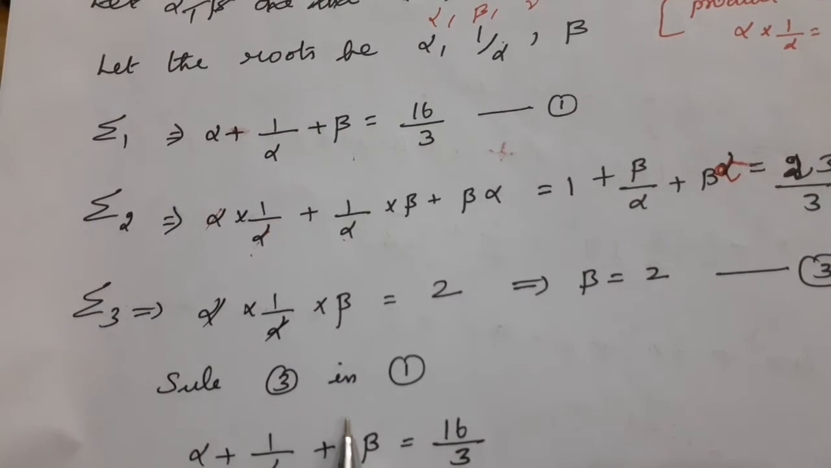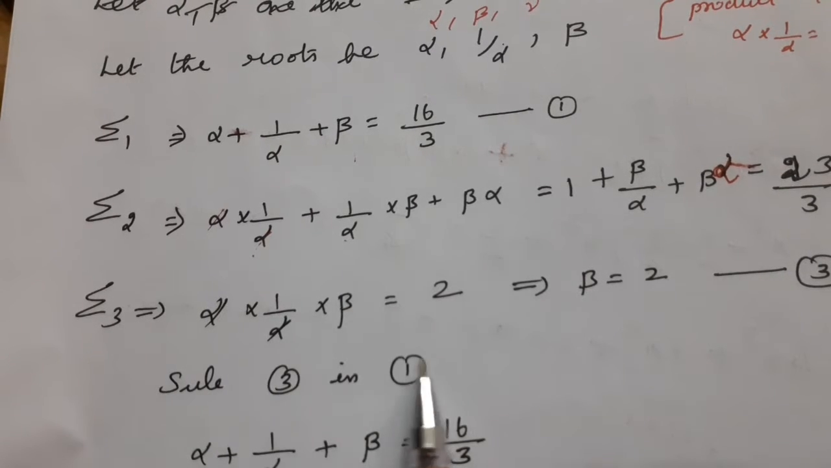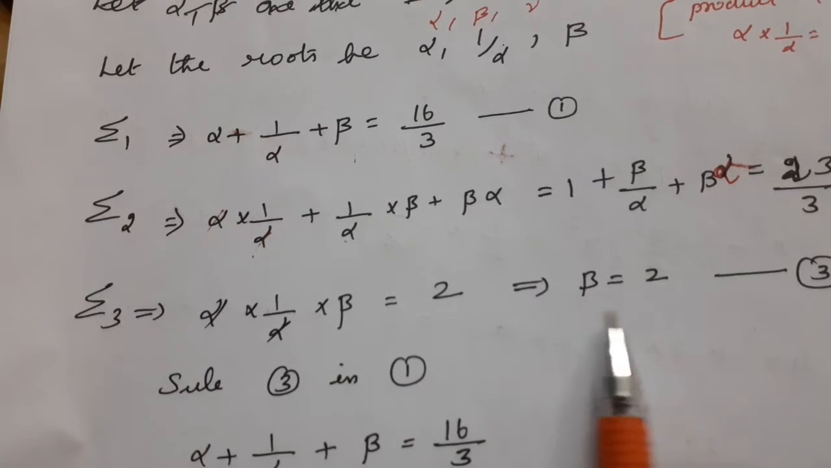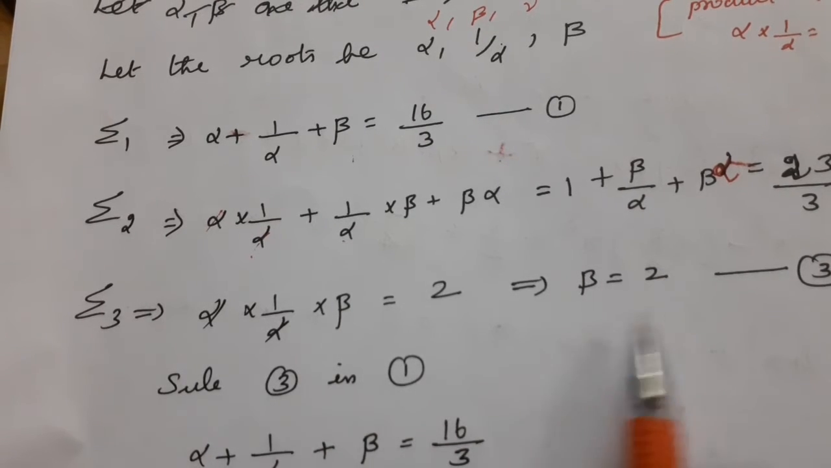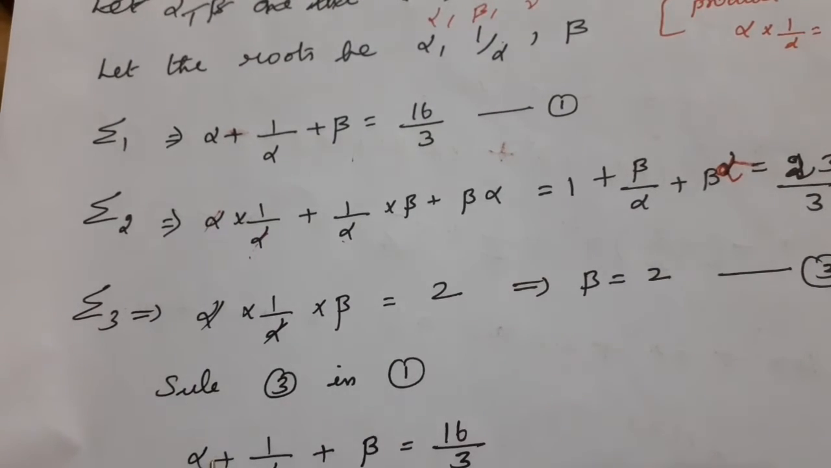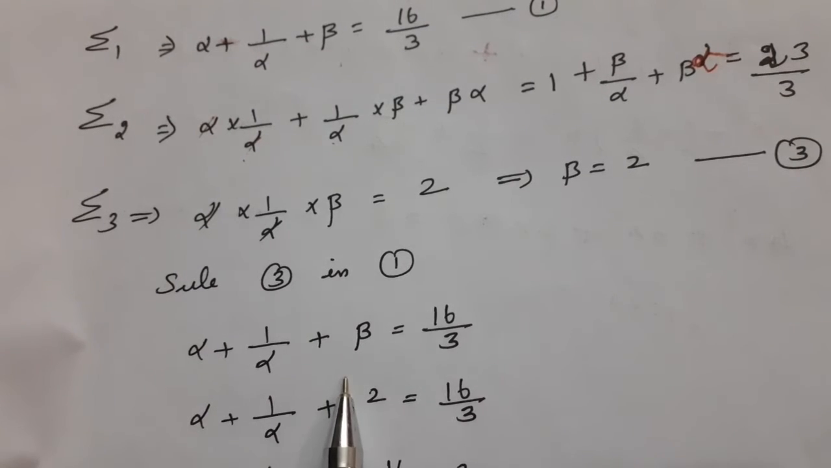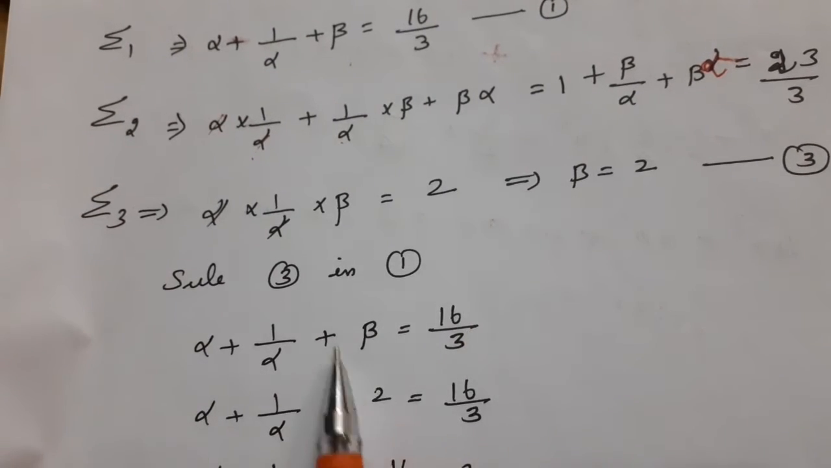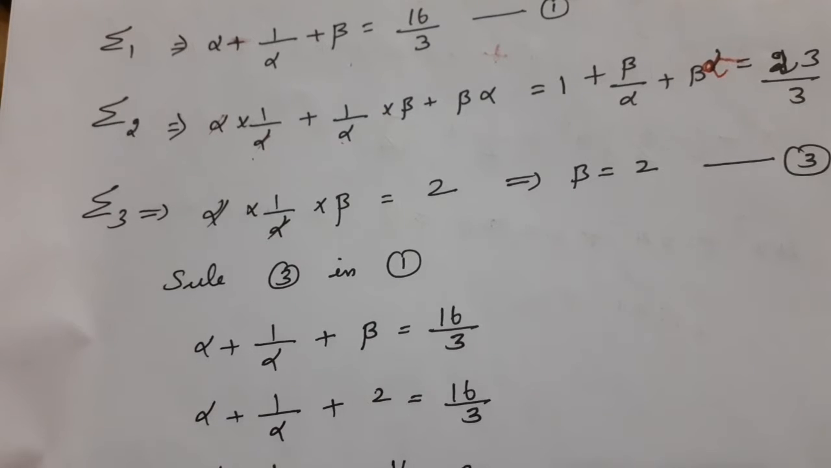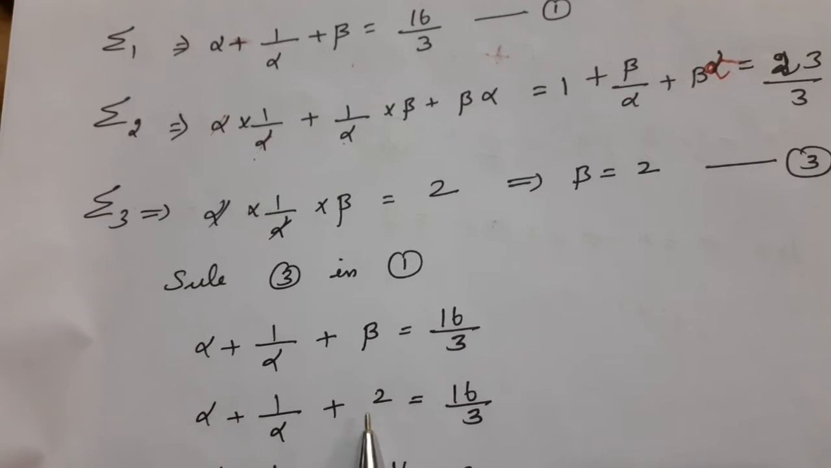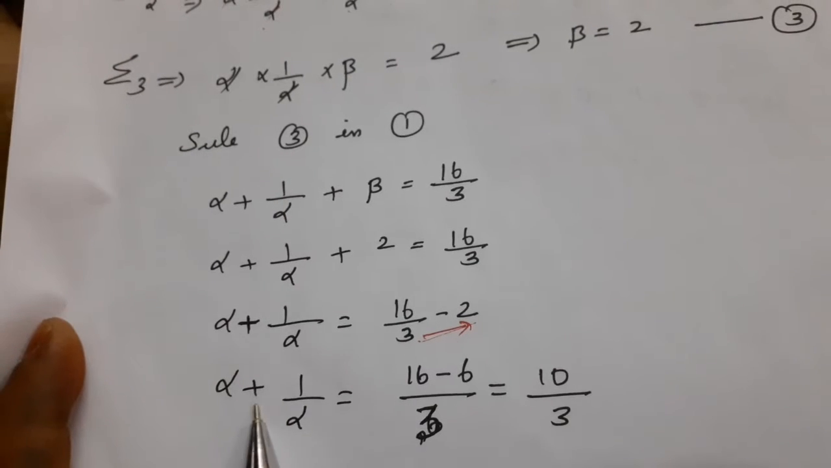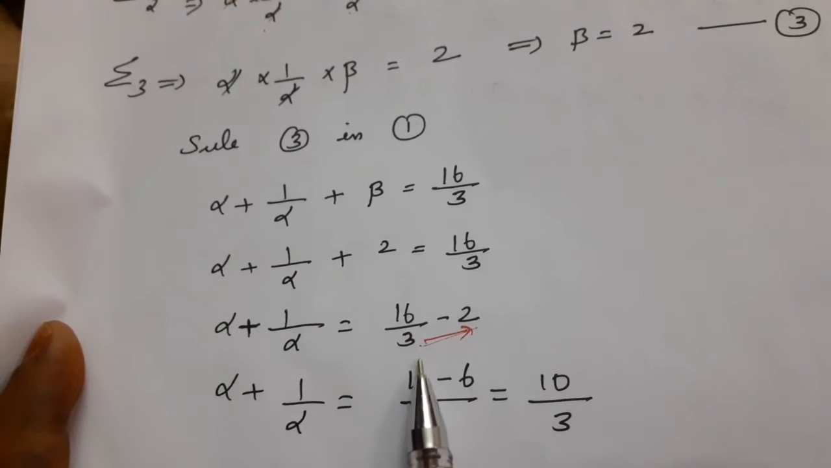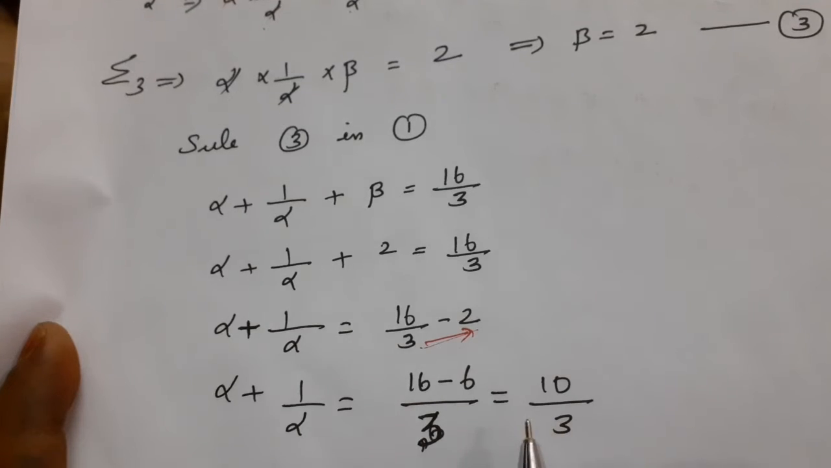We want to find the beta value by substituting in the third equation. Beta equal to 2. So substitute beta equal to 2 in equation 1. Alpha plus 1 by alpha plus beta equal to 16 by 3. Instead of beta, you substitute 2. So alpha plus 1 by alpha equal to 16 minus 2 by 3. That is nothing but, after simplification, alpha plus 1 by alpha equal to 10 by 3.